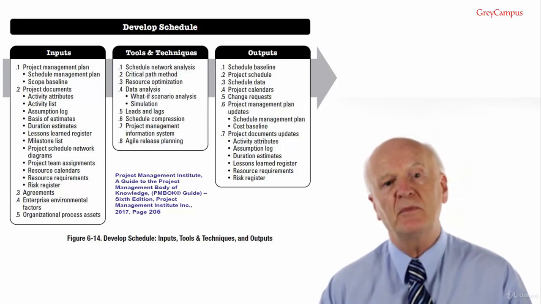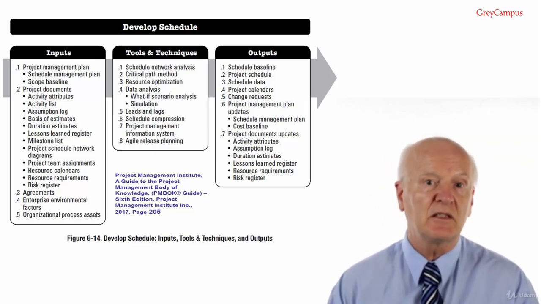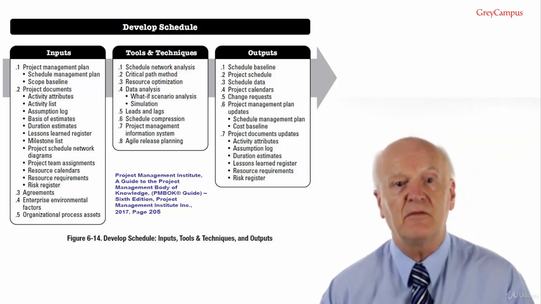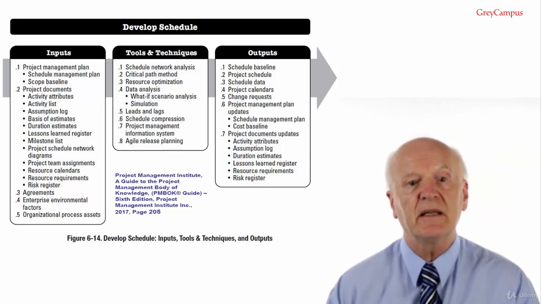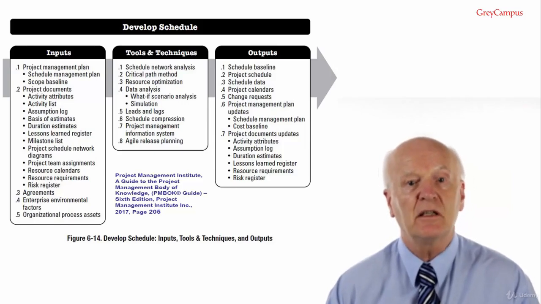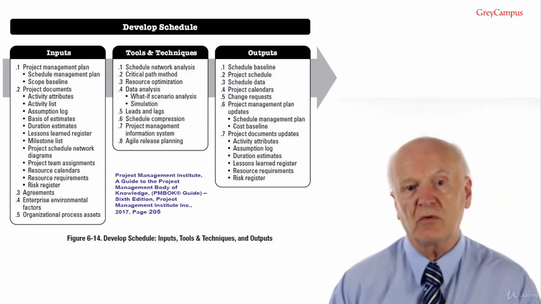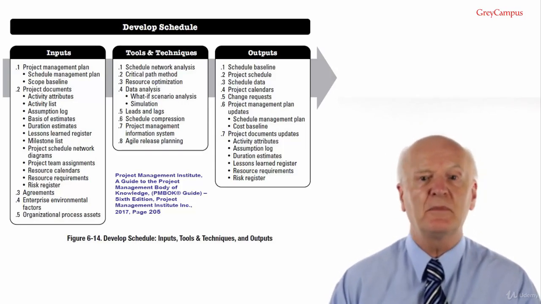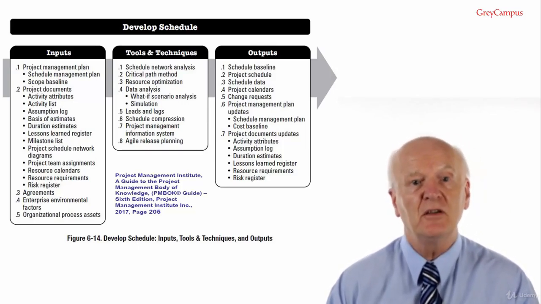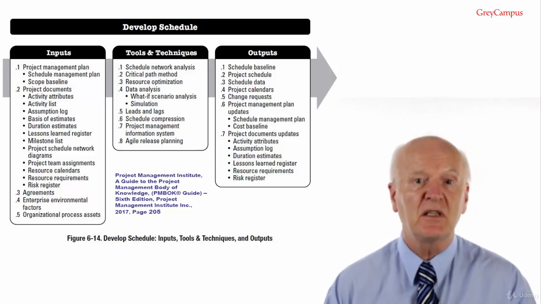Output number 5, project document updates. Project documents that may be updated as a result of carrying out this process include activity attributes, the assumptions log, duration estimates, lessons learned register, resource requirements, and the risk register. The risk register may be needed to update or reflect new or changed opportunities or threats perceived during scheduling assumptions.